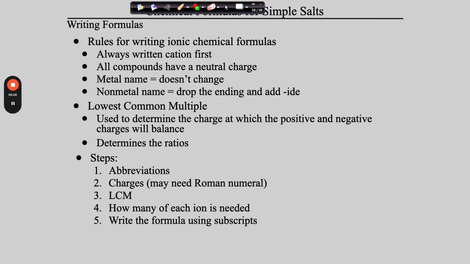Now guys, please understand, there are some tricks, there are some weird things that happen. So we're going to work on these together, and I'm going to share with you some of those things. So again, the steps. 1, abbreviations. 2, charges. 3, least common multiple. Then guys, step 4, how many of each ion do you need? And finally 5, write the formula using subscripts. So with that said, here we go.